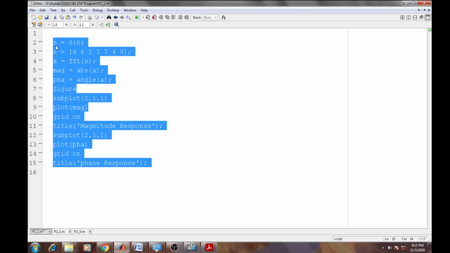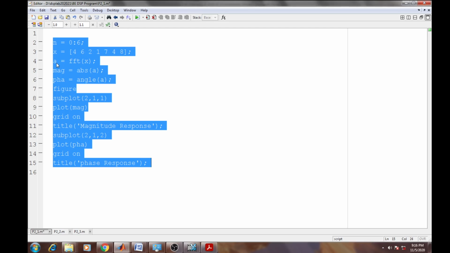So here I define the value of n is equal to 0 colon 6. So 0 to 6 helps me define 7 values. Here I am giving 7 values for x. x is equal to 4 6 2 1 7 4 8. Total 7 values are given. So x of 0 is 4, x of 1 is 6, x of 2 is 2, x of 3 is 1, and so on, right?